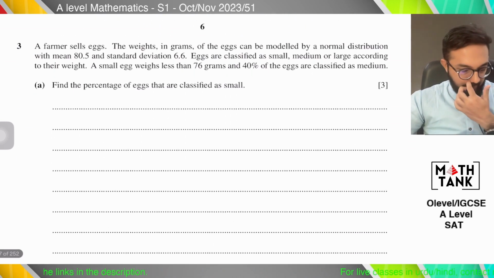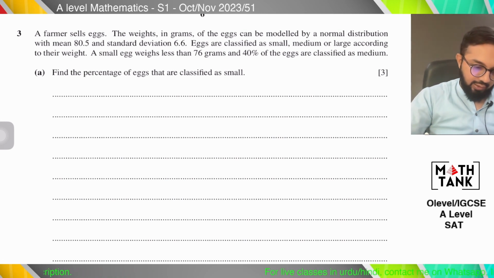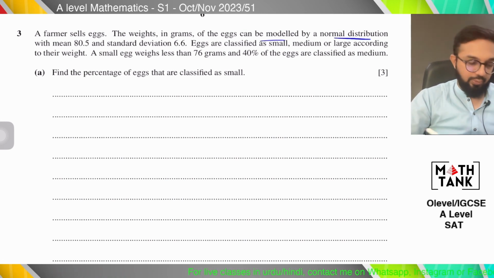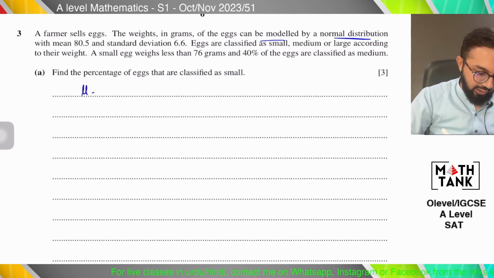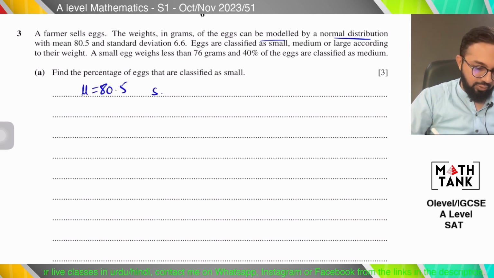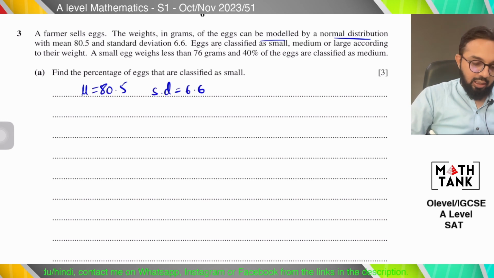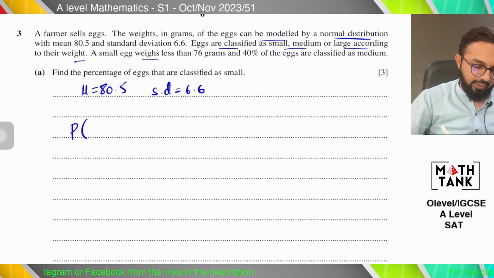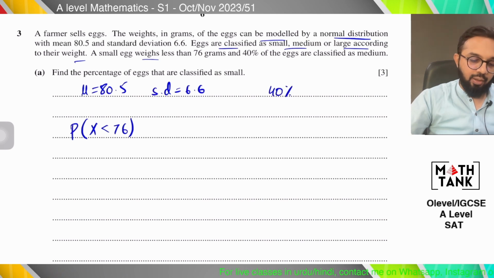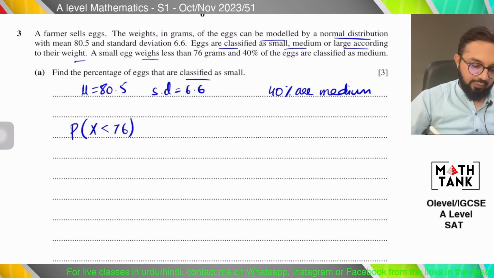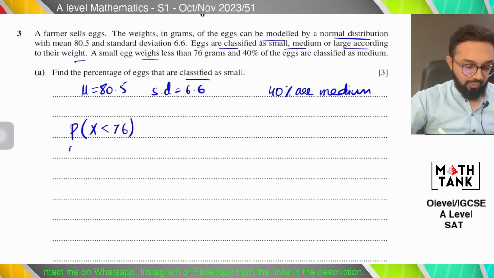Moving on to the next question, I have a farmer who sells eggs. The weights in grams of the eggs can be modeled by a normal distribution. So this is a normal distribution question with mean equal to 80.5 and standard deviation 6.6. Eggs are classified as small, medium, or large according to their weight. A small egg weighs less than 76 grams, and 40% of these eggs are medium. Okay. Find the percentage of eggs that are classified as small. So I'm asking you to calculate the probability of the small eggs and then convert that to a percentage.